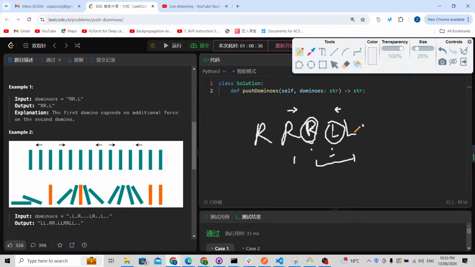So if we have this kind of intuition, basically we've already solved the problem. This means for each dot, we just need to compare whether it is closer to the L or closer to the R.